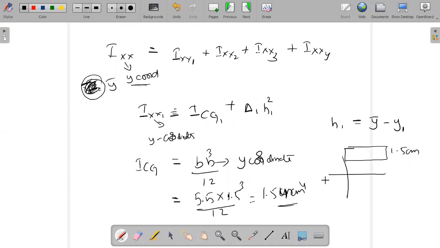Okay. Next we have to find A1H1 square. What is the A1 value? We have got 8.25, into H1, which is y bar minus y1. Y bar you have found as 3.44, minus y1. What is this length? It is 5.5 plus 1.5 divided by 2, which is 6.25. The whole square. So what is this answer? 8.25 into 3.44 minus 6.25, the whole square. What is the answer?